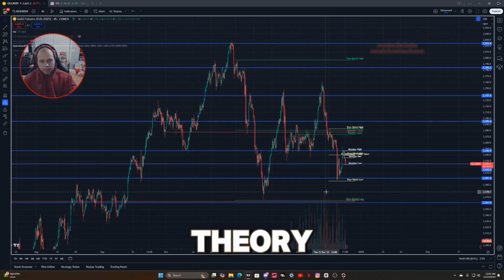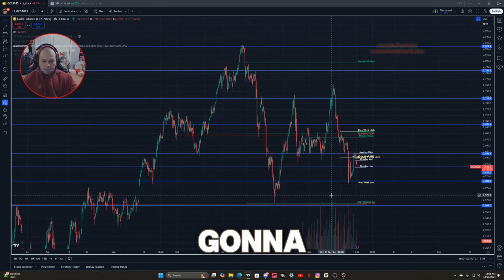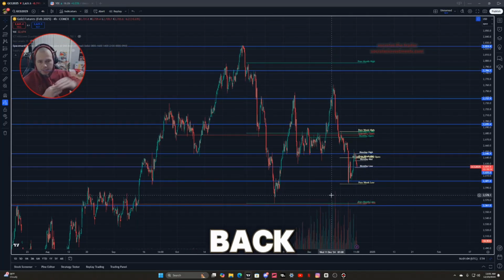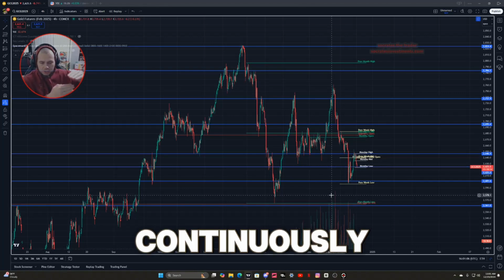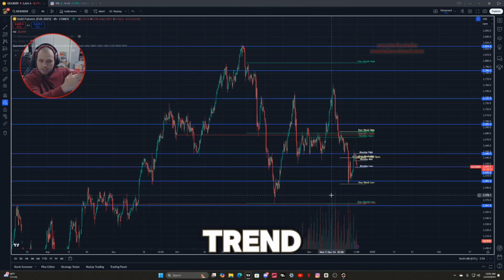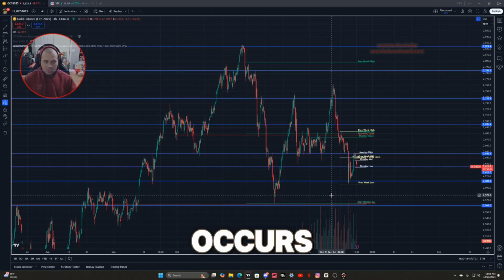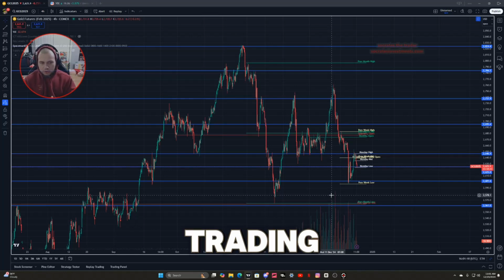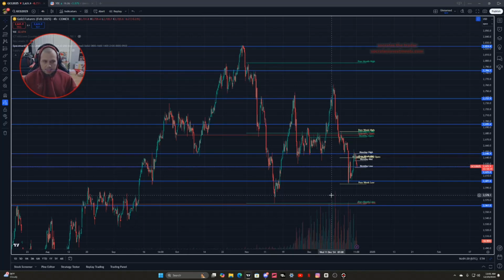For me and my theory on the market is we're gonna either break a new range or come back to a previous one, and continuously do that either on an uptrend or on a downtrend. Now, my only concern is being on the right side of the move when the move occurs. And what helps me do that are these lines.